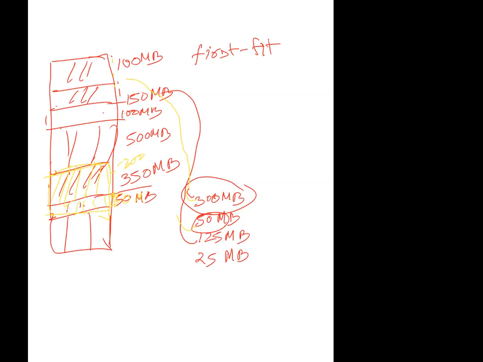And then the next is the 125 MB process. So here it will start from here. There is no leftover space, so it will come back to the beginning and start searching. Here it will find the 150 MB.